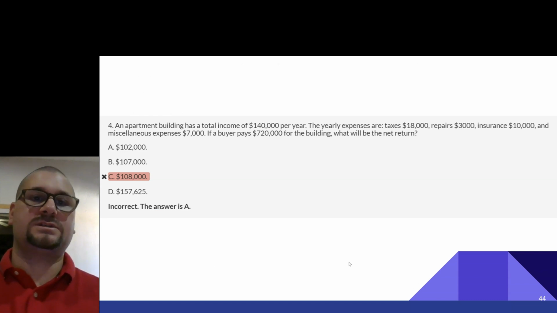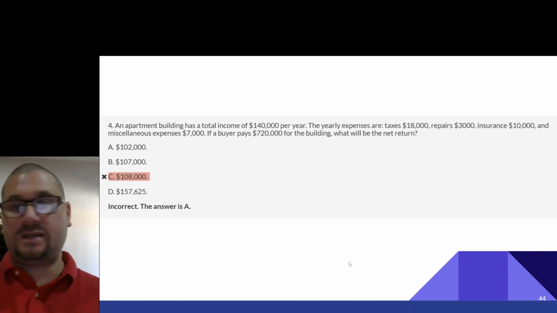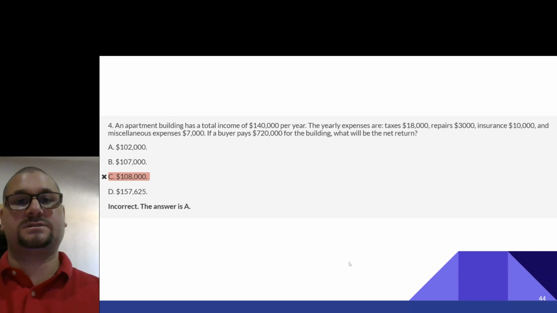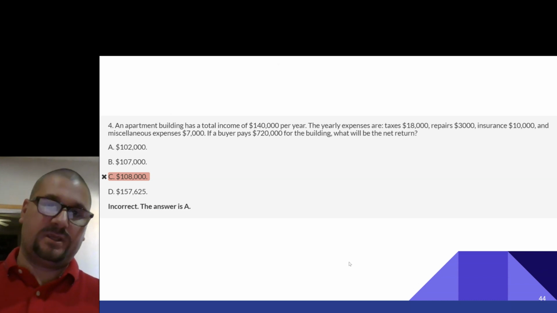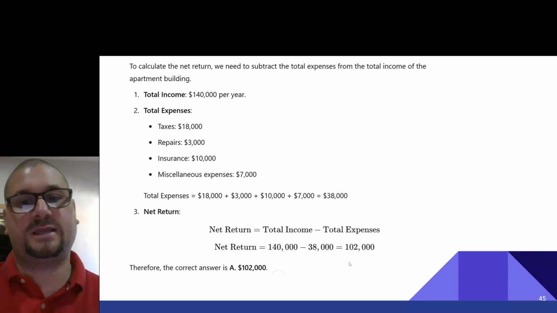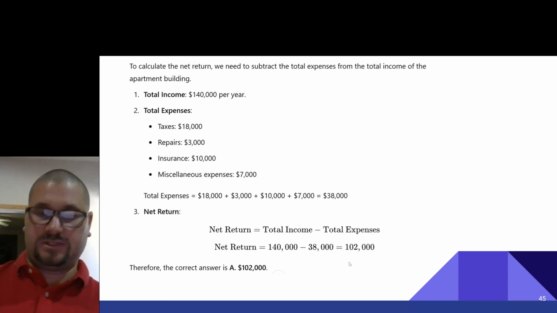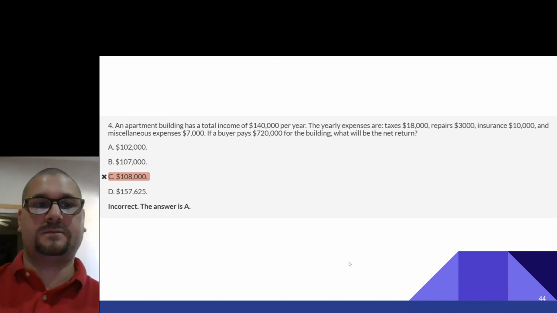An apartment building has a total income of $140,000 per year. So right away, that number is going to be subtracted against a bunch of expenses. The yearly expenses are taxes, repairs, insurance, and miscellaneous expenses. If a buyer pays $720,000 for the building, what would be the net return? So here, right away, take 140,000, that's what came in. So income minus what went out, 38,000, you get 102,000. Notice that it didn't matter, right? They put in if a buyer pays 720,000, that didn't matter.